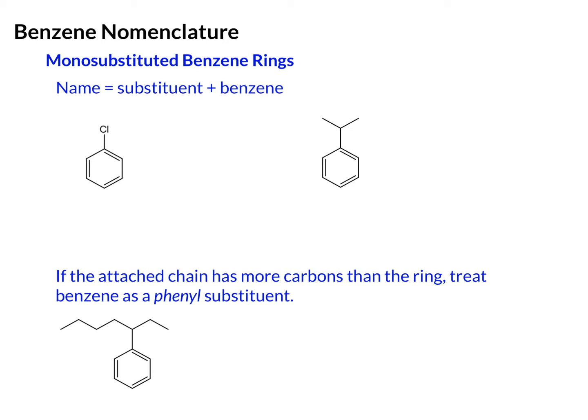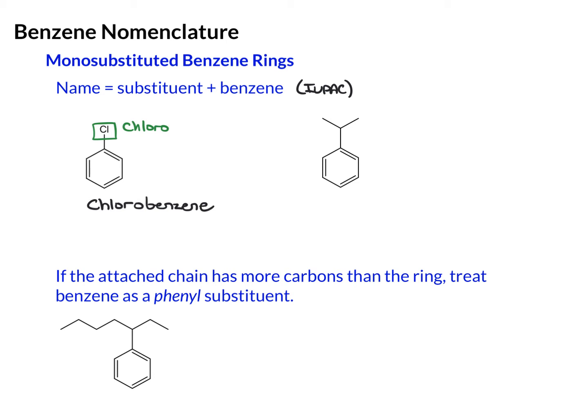So for monosubstituted benzene rings, the systematic name is quite easy. We just name the substituent plus benzene. And this is, despite being quite simple, an IUPAC system. So in the first example, we have a chlorine attached to benzene. That is a chloro substituent. So for the IUPAC name of this compound, we do chlorobenzene.